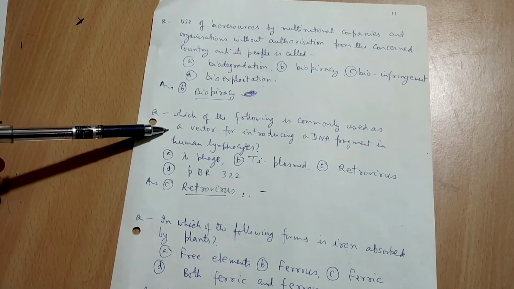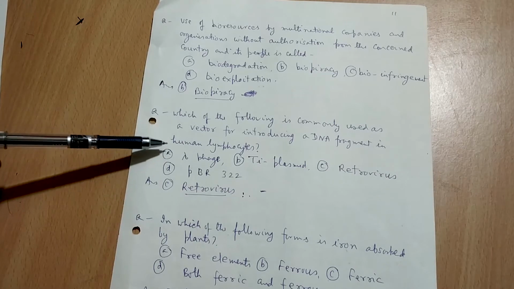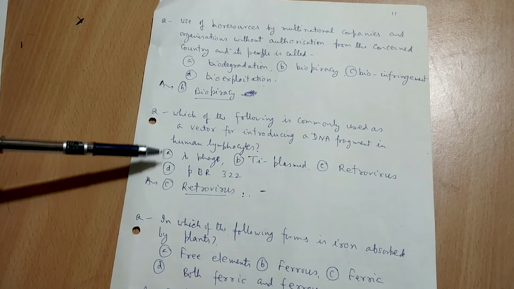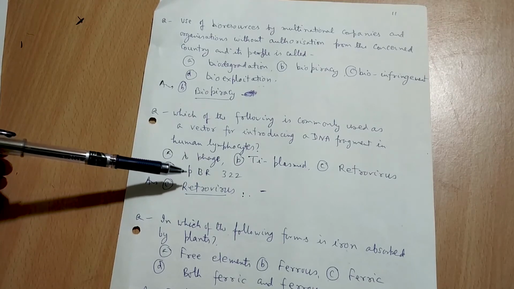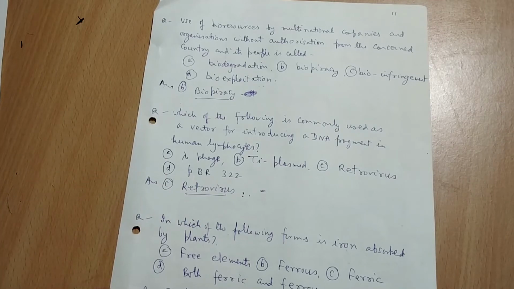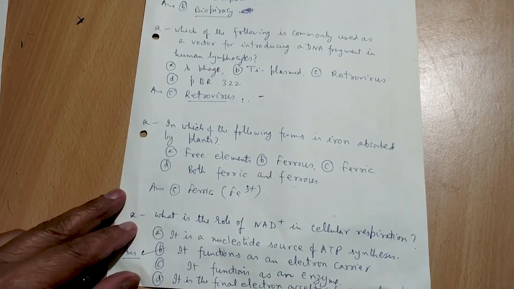And then, which of the following is commonly used as a vector for introducing a DNA fragment in human lymphocytes? There are so many options: lambda phage, Ti plasmid, retrovirus, pBR322. So the answer will be retrovirus. Okay, we'll go to the next now.